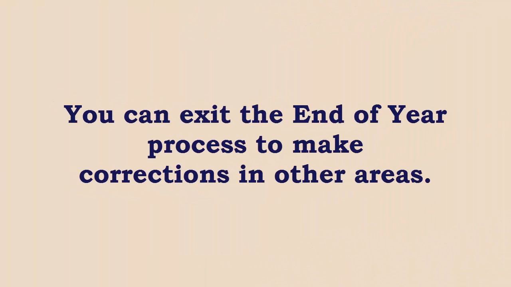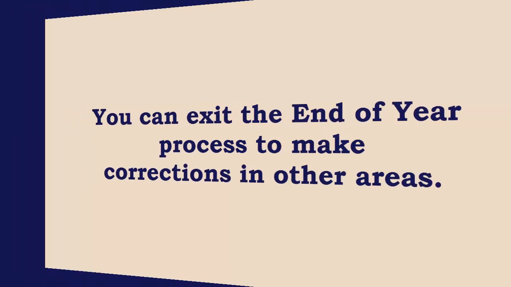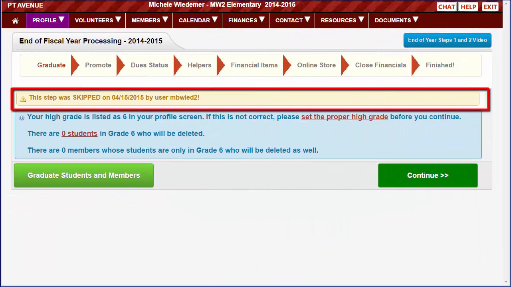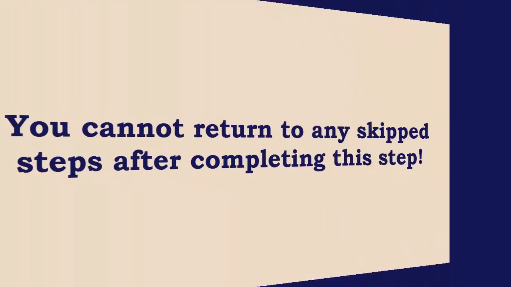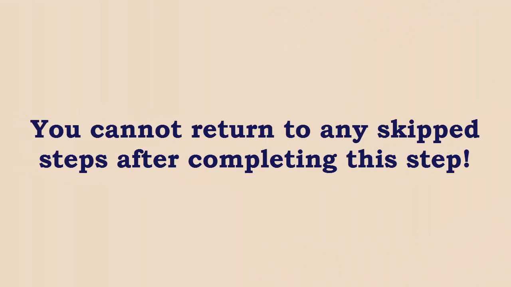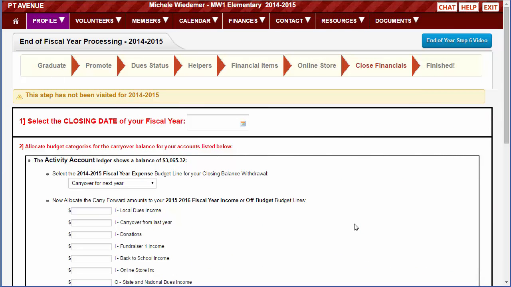If you exit the end-of-year process to make corrections in other areas, the screens let you know whether you skipped a step or completed it when you return. Remember that after you complete this final step, you cannot return to any steps you skipped. This final screen is the actual step that closes the books and resets the school year to the following year. It's important to complete this step to close your books, even if you skipped the other steps.